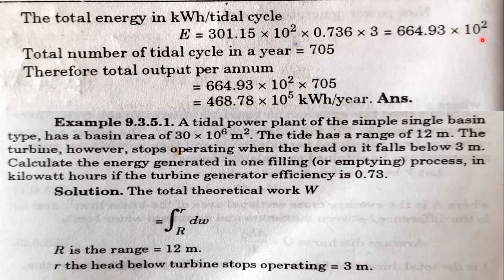So on average, the number of tidal cycles in a year is 705. We have to remember this value. After getting the total energy per tidal cycle, if we want the total energy per annum, we have to multiply by 705, because this is the standard value. The total number of tidal cycles in a year is 705. So if you multiply this value by 705, we will get the value per year. This is per tidal cycle; per year means into 705.